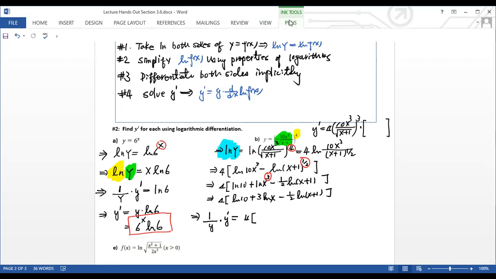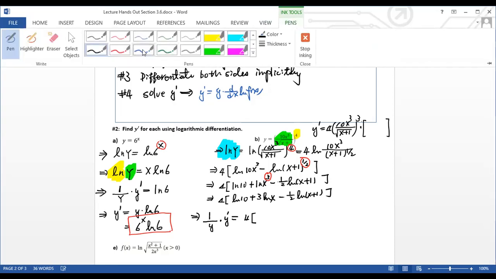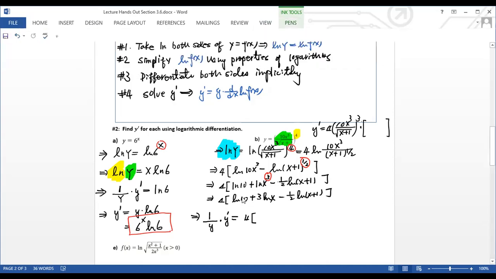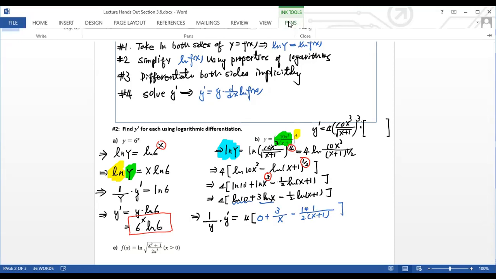Okay, let's take a look at the derivative of these terms. Natural log 10 is a constant, so what is its derivative? It's 0. Then the derivative of the next term will be 1 over x times 3. Then this is 1 over the x plus 1, times the 1/2, and your chain rule is times 1 here. All right, so now your derivative is super easy, right?